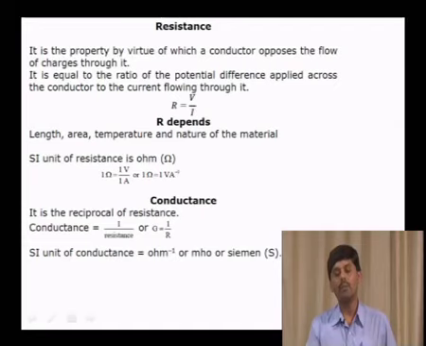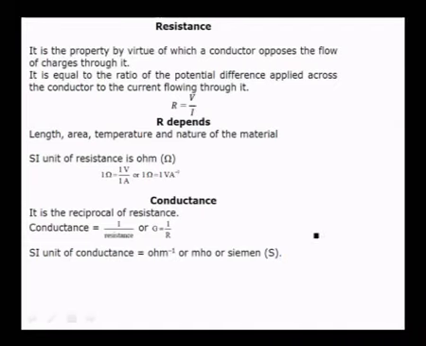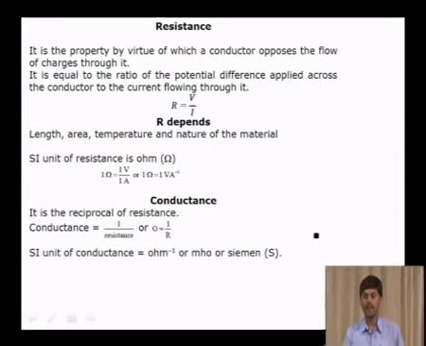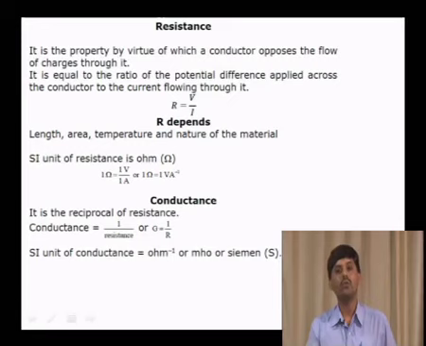Resistance. It is the opposition offered by the conductor to the flow of the current in a conductor. It is also defined as the ratio of the potential difference across the conductor to the current through the conductor, that is R is equal to V by I. This resistance depends on so many factors.